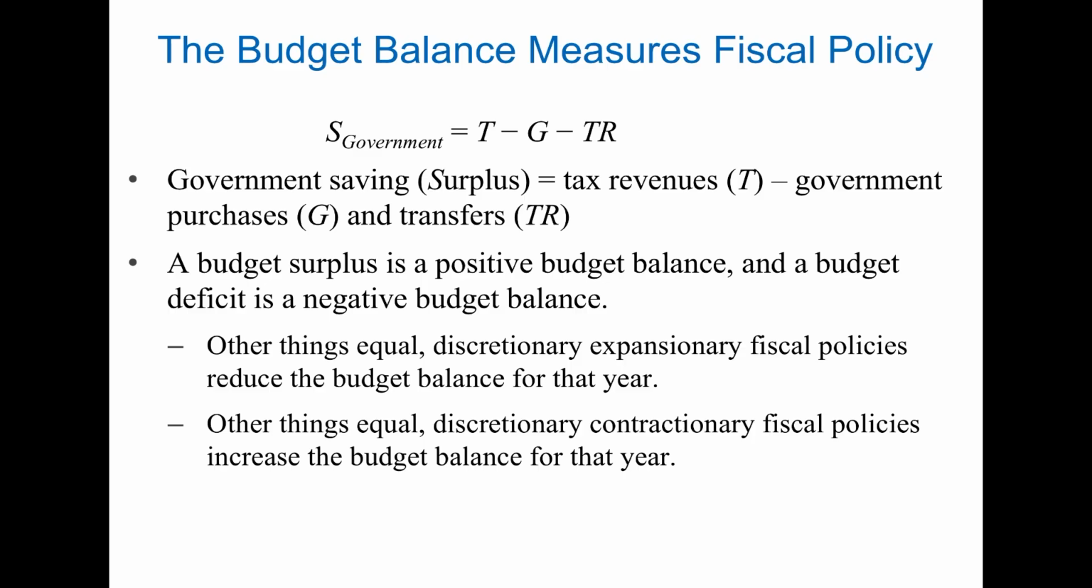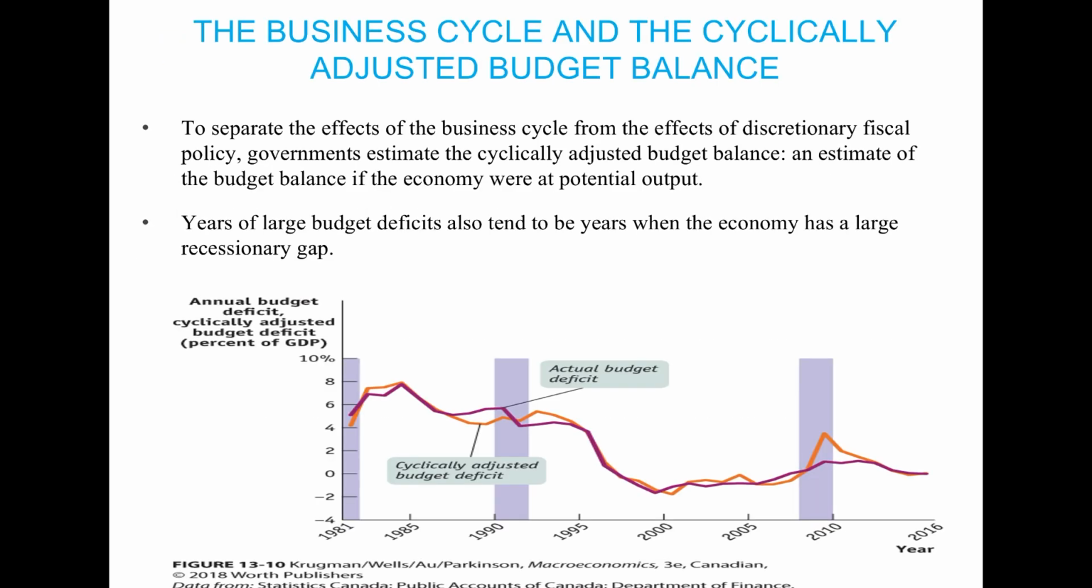So, other things equal, discretionary expansionary fiscal policy reduces the budget balance for that year. And, other things equal, discretionary contractionary policy increases the budget balance. So if we are reducing the spending or increasing the taxes, then definitely the budget balance is going to increase. And if we are spending more, then the budget balance is going to be reduced.